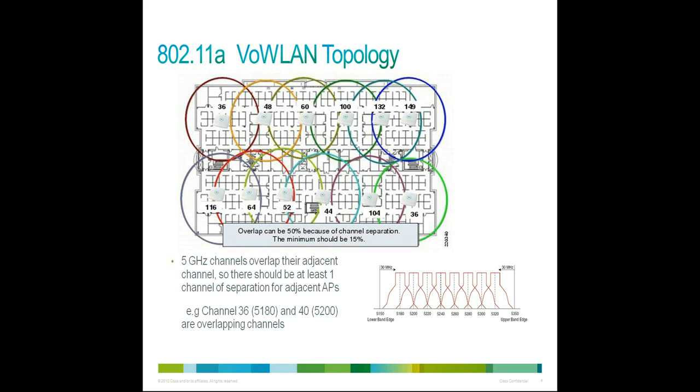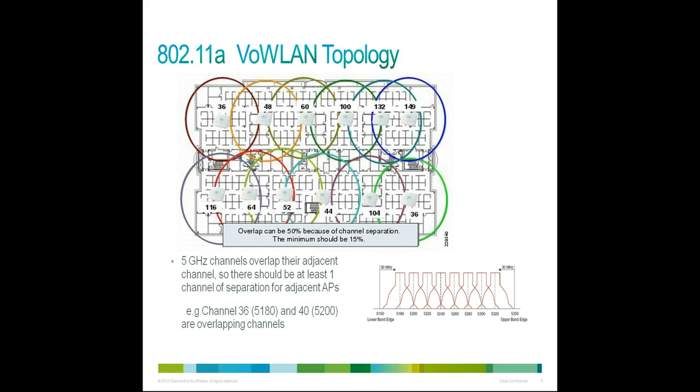On a Cisco wireless controller, it is recommended to use the RRM algorithm or the radio resource management algorithm for channel selection. However, if you plan to manually assign channels to access points, it is recommended that the adjacent channels should not be placed close to each other as they are overlapping.